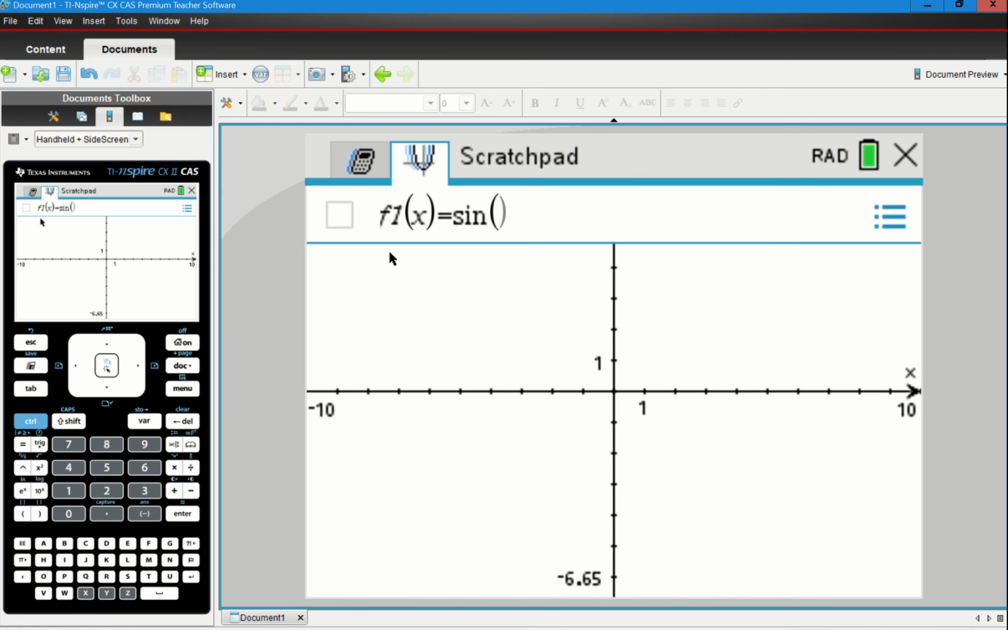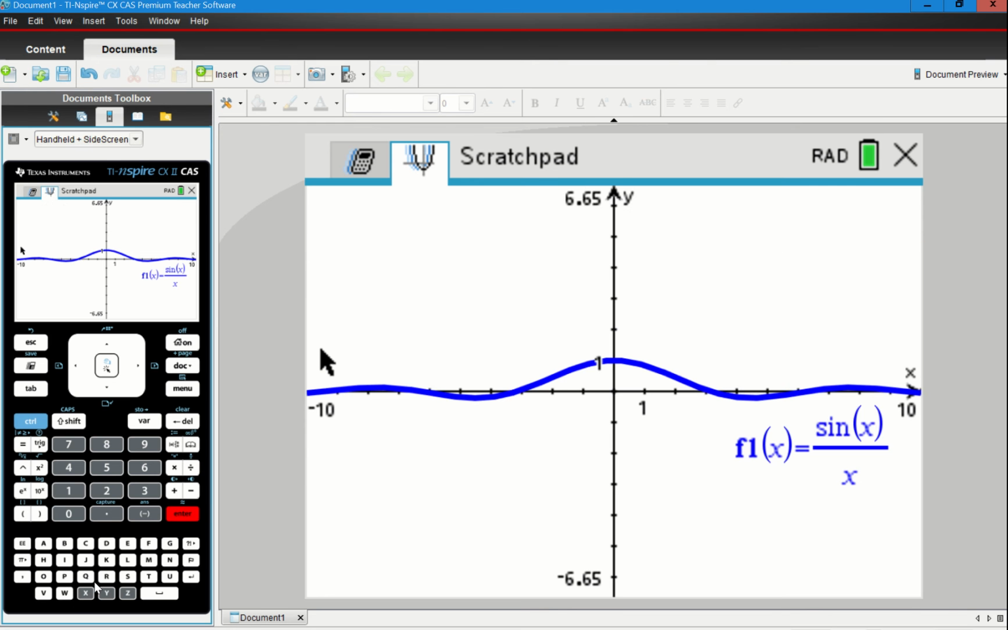And I'm going to do the sine of x, and then I'll get outside that parenthesis for the argument, and I want to divide this by x. Make sure you use this variable button x down here, and then hit enter. Now if I look at this graph, I'm looking to see what height I am approaching for my function as I approach x equals 0 from the left side and the right side, I'm approaching a height of 1.